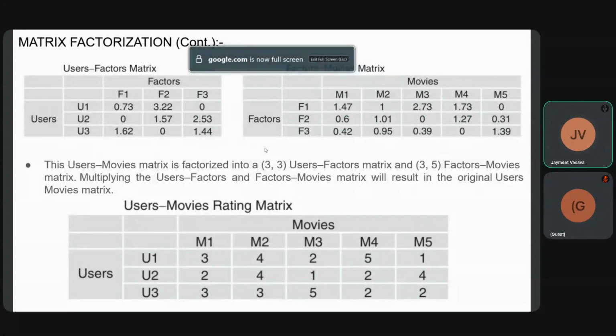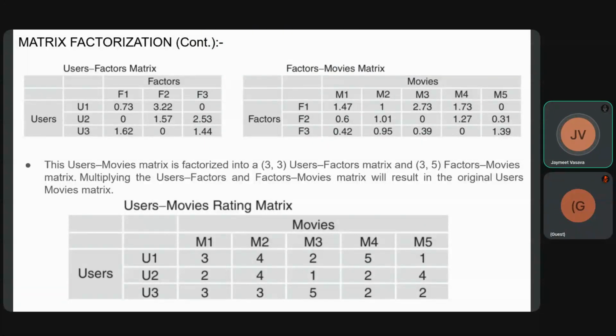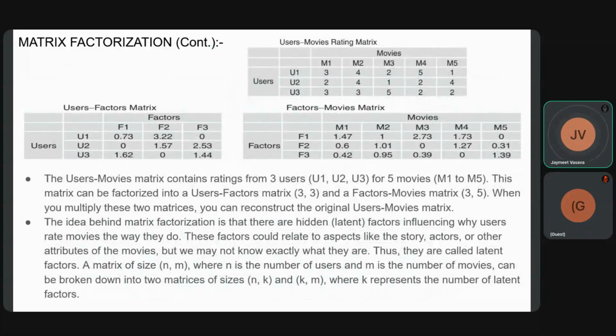So now we have the reference user movies rating matrix. That user movies rating matrix is factorized into a 3x3 user factors matrix and a 3x5 factors movies matrix, which are on the left and right respectively, as I mentioned. The user movies matrix contains ratings from 3 users, user 1 to user 3, and for movies M1 to M5.